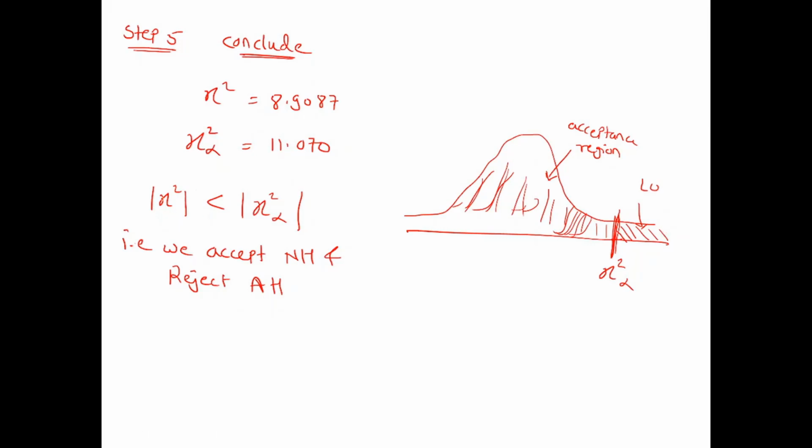But as in this case, the calculated chi-square is smaller than chi-square alpha, we accept the null hypothesis and reject the alternate hypothesis. It means that dice is unbiased. This is what we assumed in the null hypothesis.